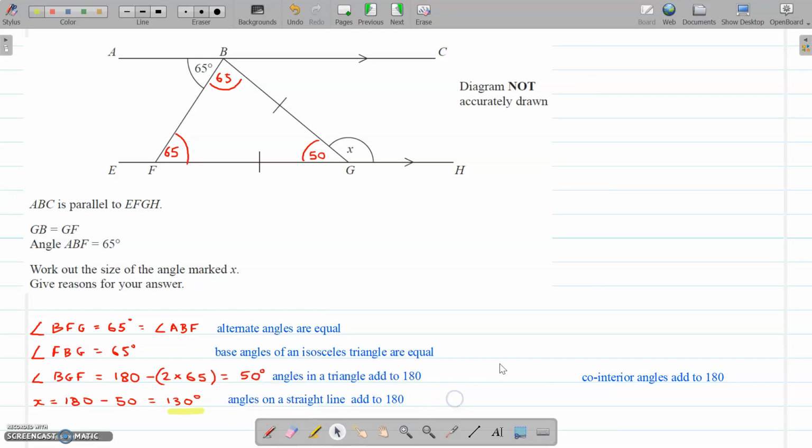So we've used reasons for each bit of the working out. We've shown clearly on the diagram as we worked out the angles what they were, and the working out is very clear and well explained. That's what you need to do to get full marks in these types of questions.